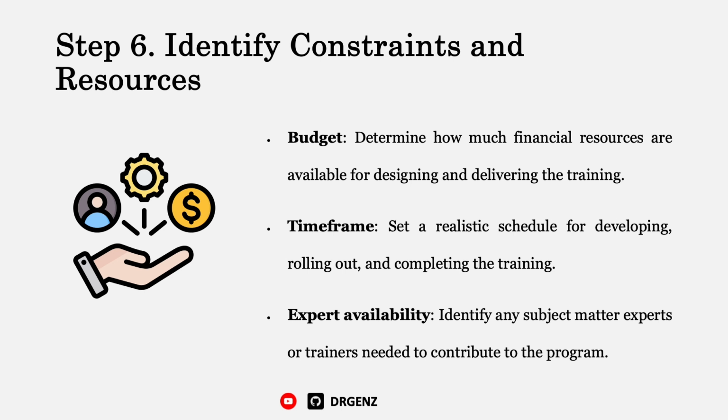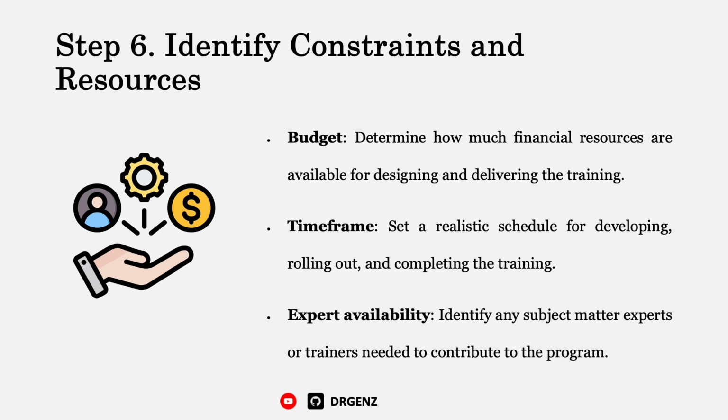Secondly, you look at time frame. Develop a clear, realistic schedule for training. In your time frame, you are developing a clear, realistic schedule for training, which includes, let's look at developing, rollouts and completing the training. Under development, we look at time needed for creating materials, structuring the curriculum, and testing the delivery method. The rollout, the period for conducting the training, whether in stages or as a one-time event. Then we look at completion, deadlines for when learners should finish the training and when outcomes should be assessed. Setting a well-defined time frame keeps the project on track and ensures timely delivery.